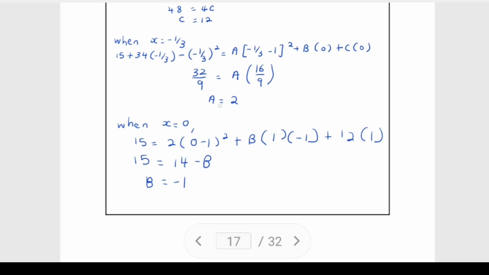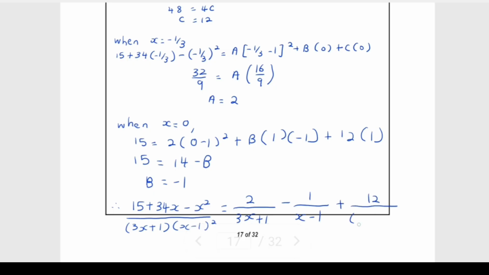Substitute back the values of a, b, and c into the equation. So 15 plus 34x minus x squared over 3x plus 1 times x minus 1 squared equals 2 over 3x plus 1 minus 1 over x minus 1 plus 12 over x minus 1 squared. So that is our final answer.